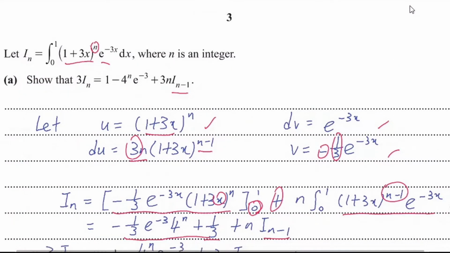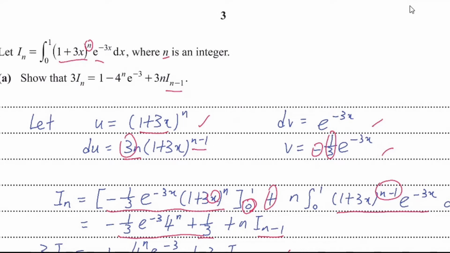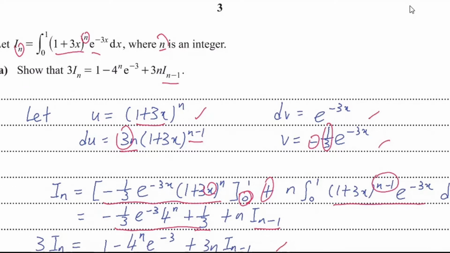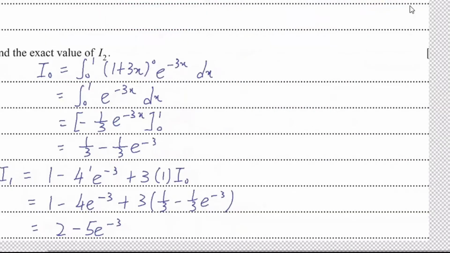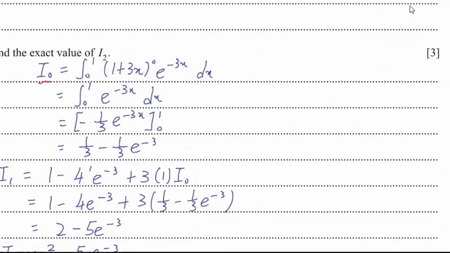They tell us that this I n has n as an integer here, so n could be any value in this case. If n could be any value, we could find any I n that we want from scratch. Of course, the easiest I n that we could find is I0, because n could be anything here. It's not limited to a certain value. The easiest is to find I n from scratch. We need a starting value first, then only can we proceed.